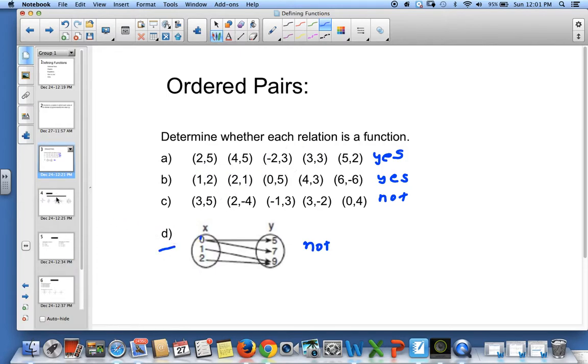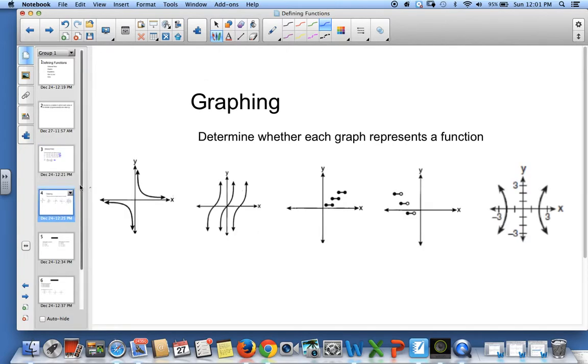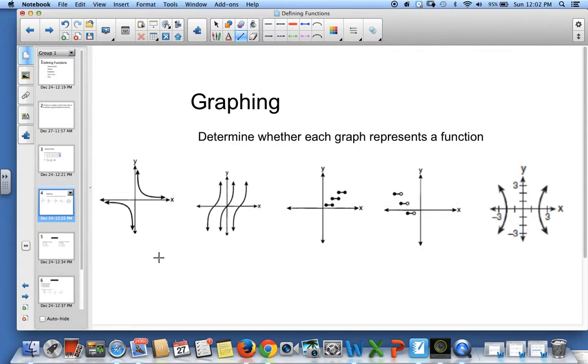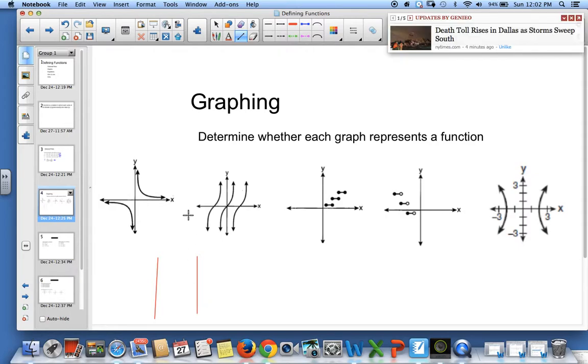So now I'm going to look at graphs. When we look at graphs, we ask, are these graphs going to be functions? We can look at it with our eyes, thinking of a vertical line. What I like to do is create a vertical line. We do what's called a vertical line test. I'm going to make a vertical line like this. Let me get that. That's not vertical. Let me make another one. That's vertical.